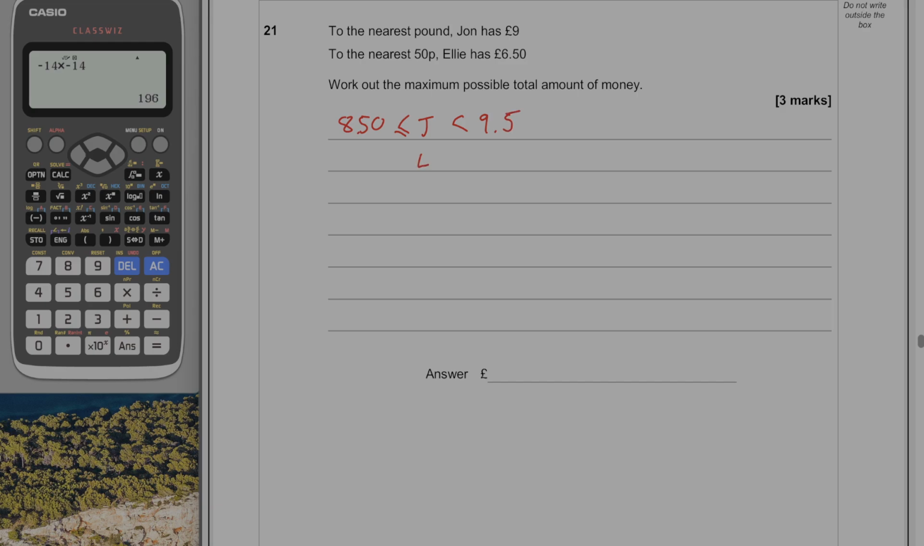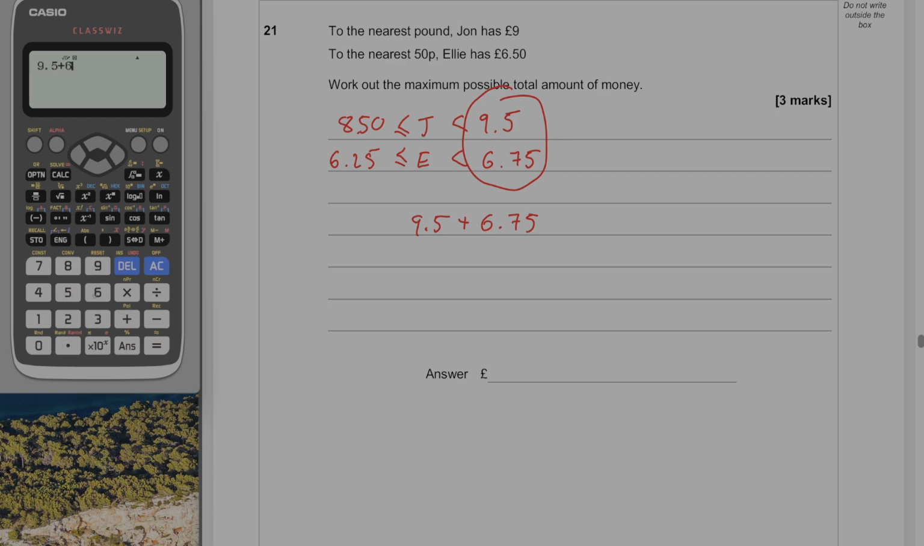If we look at Ellie's, Ellie to the nearest 50p, so that's got to be £6.25. Sorry, yeah. It's the minimum value. The maximum she could have would be £6.75. So work out the maximum possible total. We're going to be taking those two values and adding them together. So 9.5 plus 6.75 gives us £16.25.